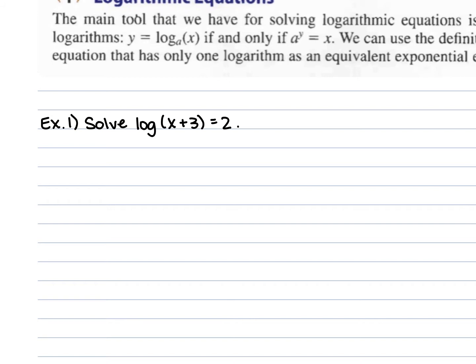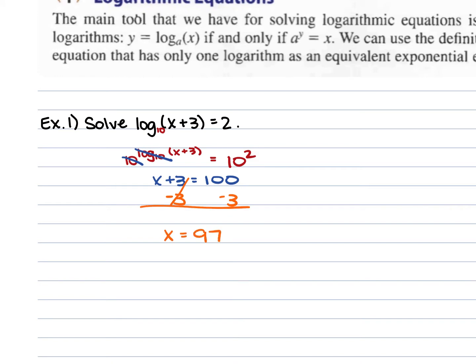So our base here is understood to be 10, so if we rewrite this as 10 to the power of log 10 of x plus 3 is equal to 10 to the second power, this 10 cancels out the log, and we're working with x plus 3 is equal to 10 to the second power, which is 100. We're going to move the 3 over by subtracting it from each side, and we just get that x is 97.